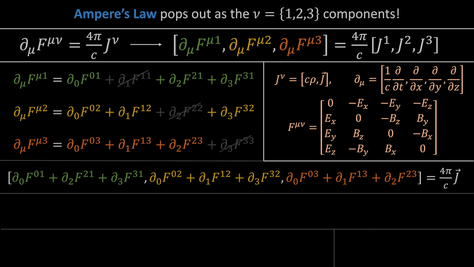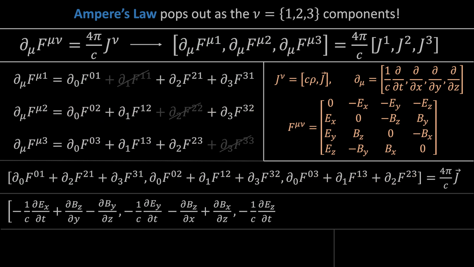And here again, we can use the definition of the four-gradient as well as the Faraday tensor to translate this into an equation involving derivatives of different components of the electric and magnetic fields. First of all, if you look at the derivative terms, you can see that partial 0 is 1 over c partial t. Likewise, partial 1 is partial x, partial 2 is partial y, and partial 3 is partial z.